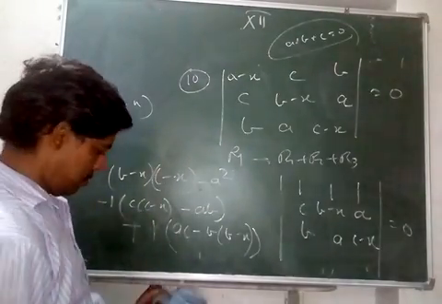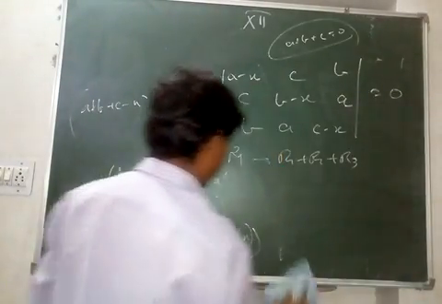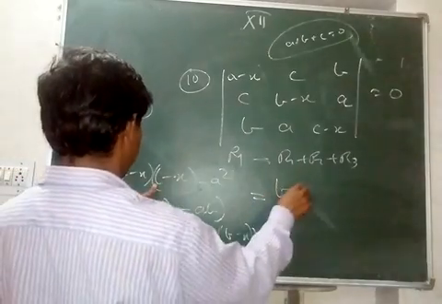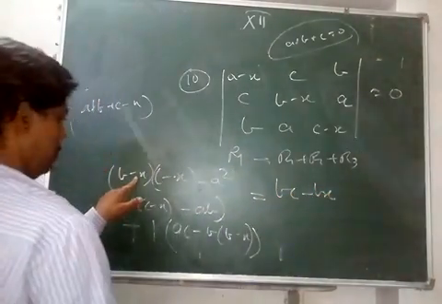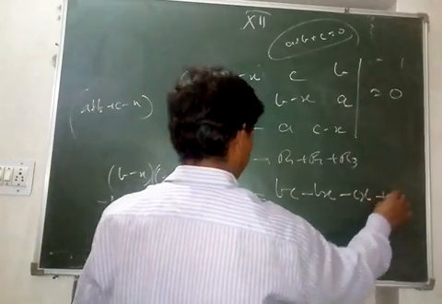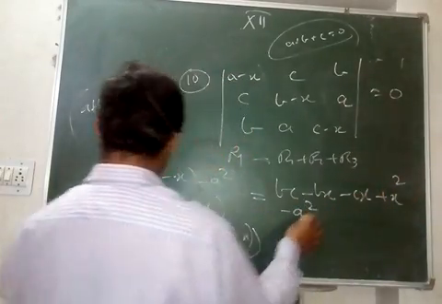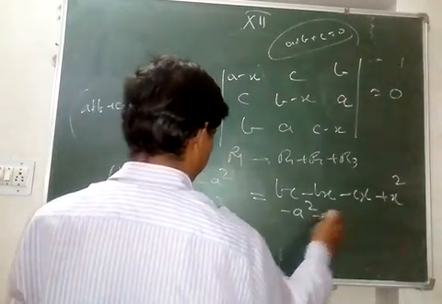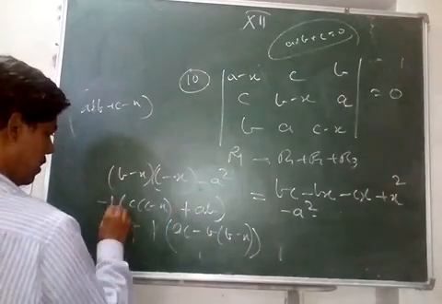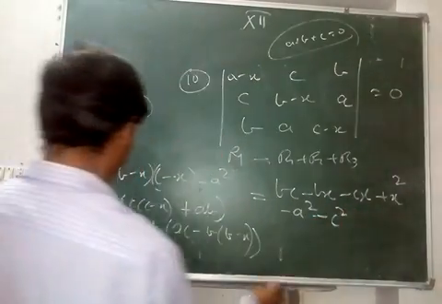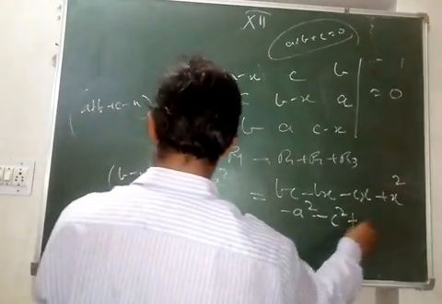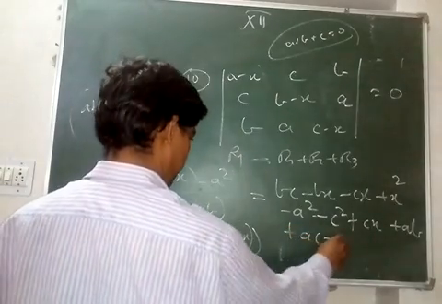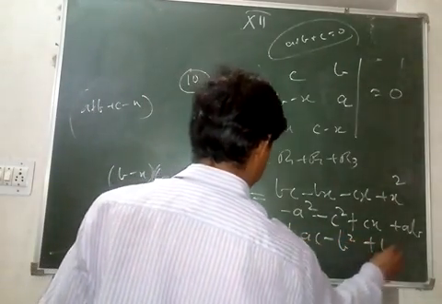And when you solve this, what will you get? So let me write here. We should multiply this, okay? So b into c is bc minus bx minus cx plus x square minus a square, and this I am changing the sign. So first let me change the sign here. This is plus and this is minus. Minus c square minus c plus cx and plus ab plus ac minus b square plus bx, something like this.